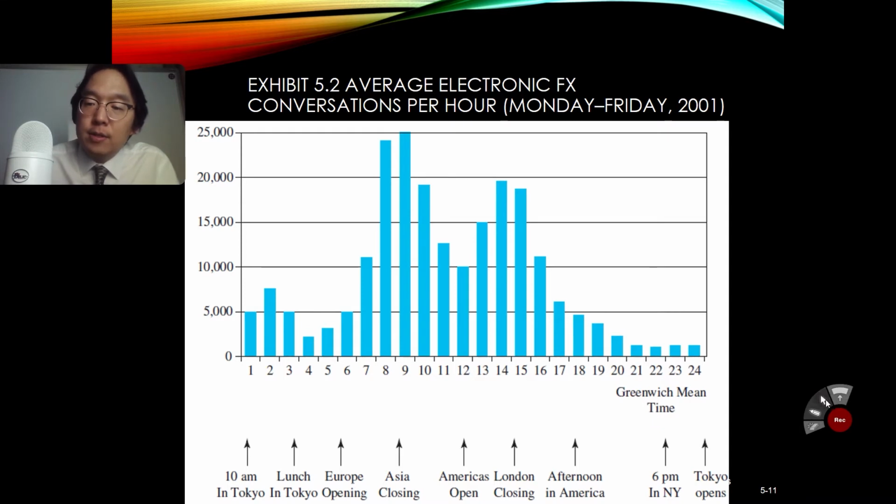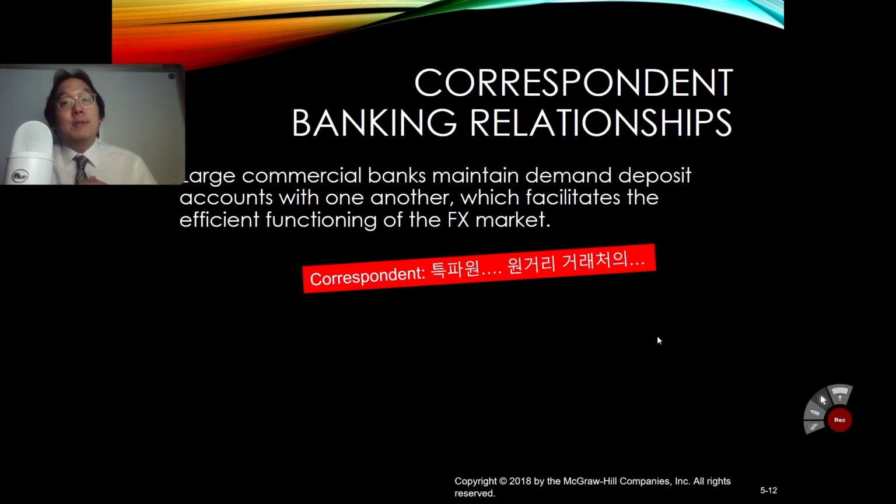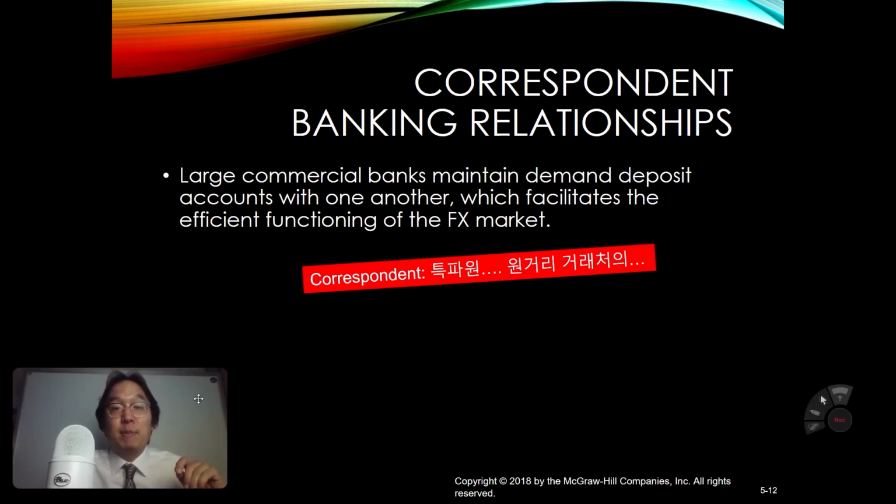Next, let's see, correspondent banking. There is a terminology called correspondent banking. What is that about? Correspondent in Korean terminology is kind of 특파원 기자 kind of thing, or 원거리 거래처 in Korean interpretation. So large commercial banks maintain demand deposit accounts with one another, which facilitates the efficient functioning of the FX market.